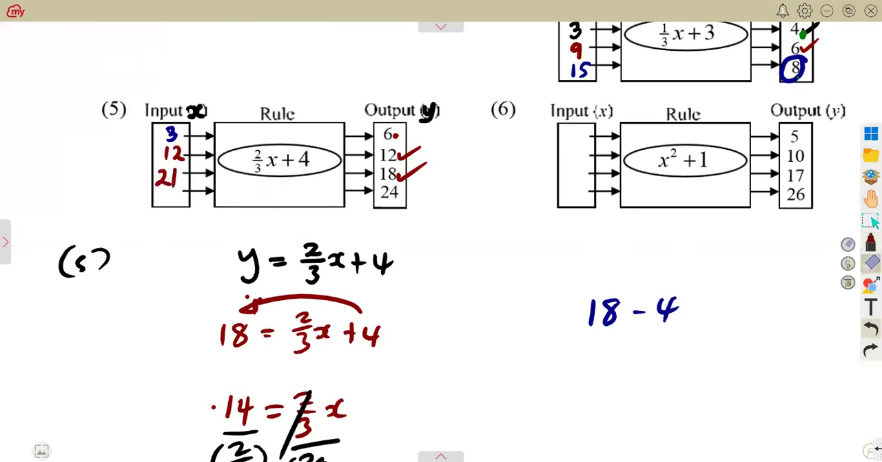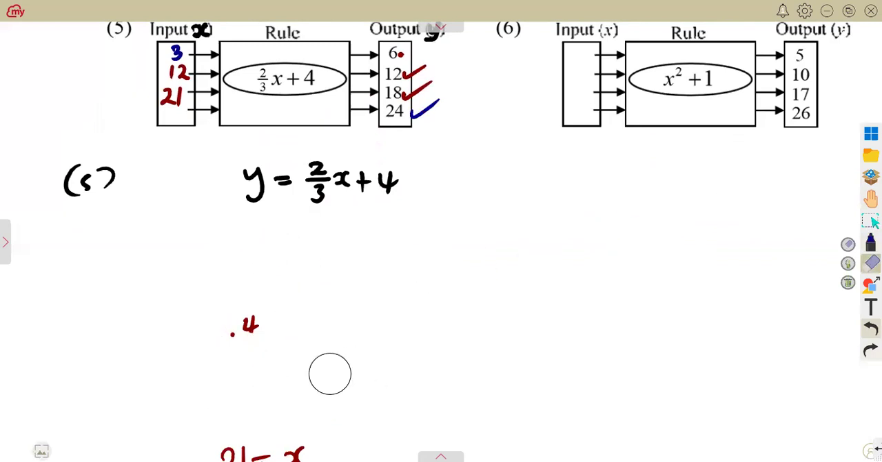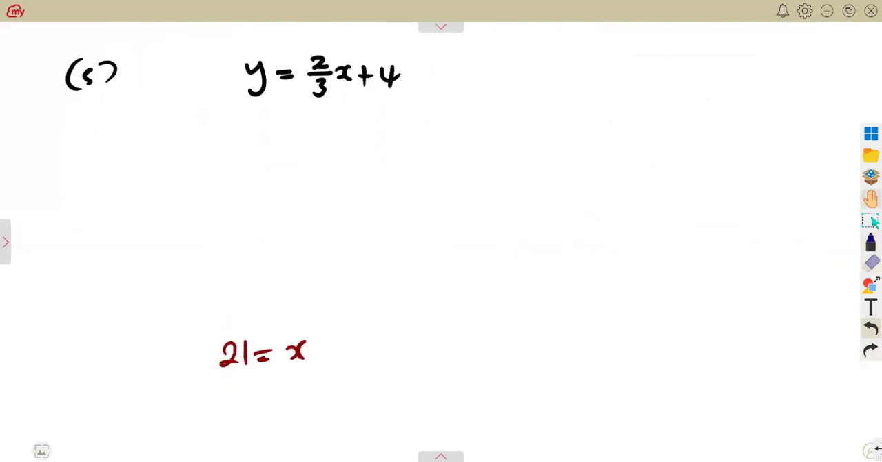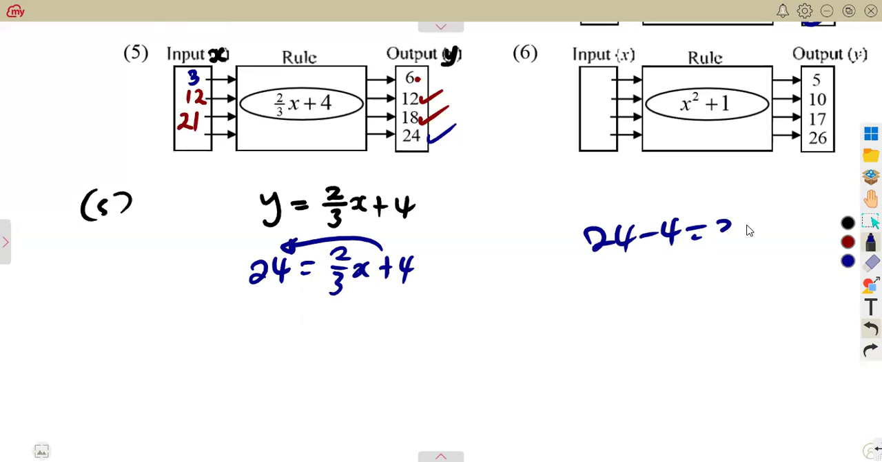In the same sense, if you were to solve, if y is 24, you're going to substitute again, guys. So that's it throughout. As we can see, it is simply solving of the equation. So 24 is equal to 2 over 3x plus 4. Let's take 4 to the other side. 24 minus 4, that's a 20. So 20 is equal to 2 over 3x.